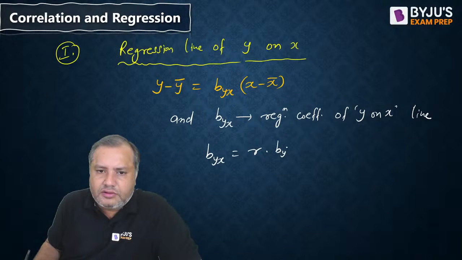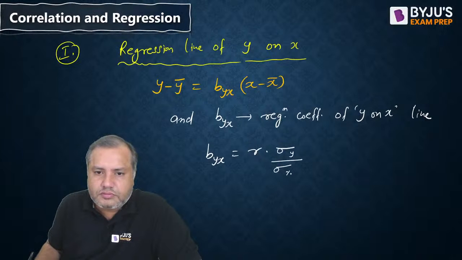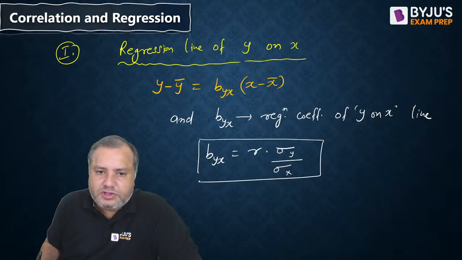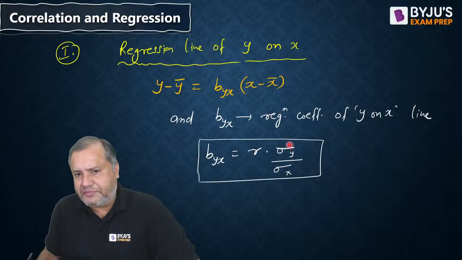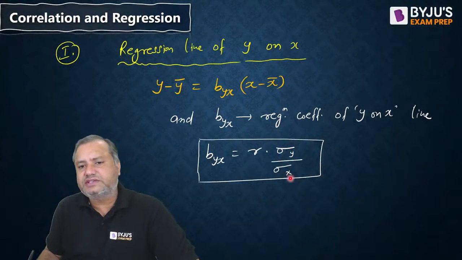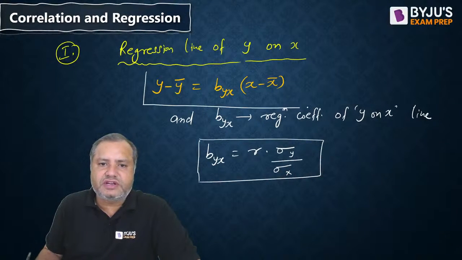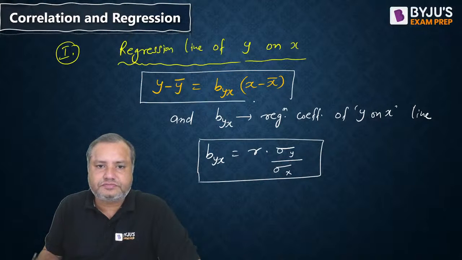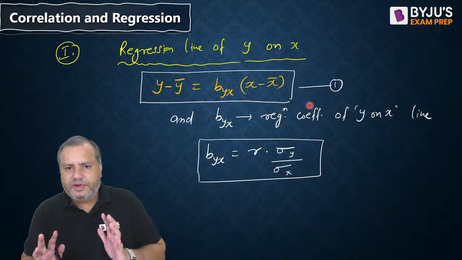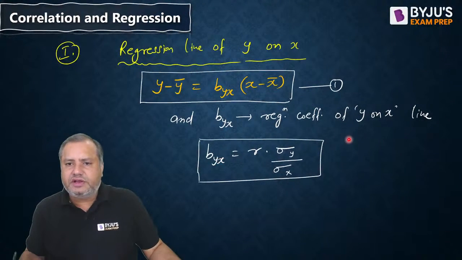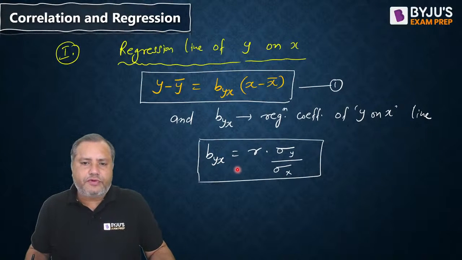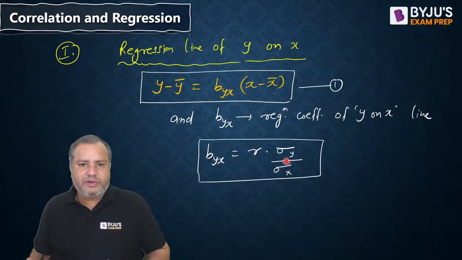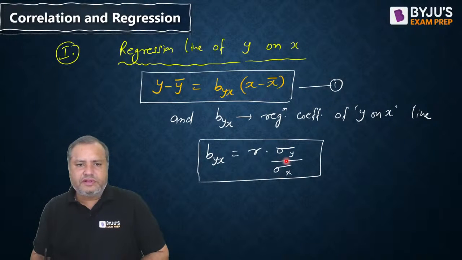Byx is R sigma y upon sigma x. So R is the coefficient of correlation, sigma y is the standard deviation of y, sigma x is the standard deviation of x. So this is the equation for the regression line of y on x. Understood this one? Byx is the regression coefficient of y on x line, and its formula is R sigma y by sigma x. Everyone comfortable with this?